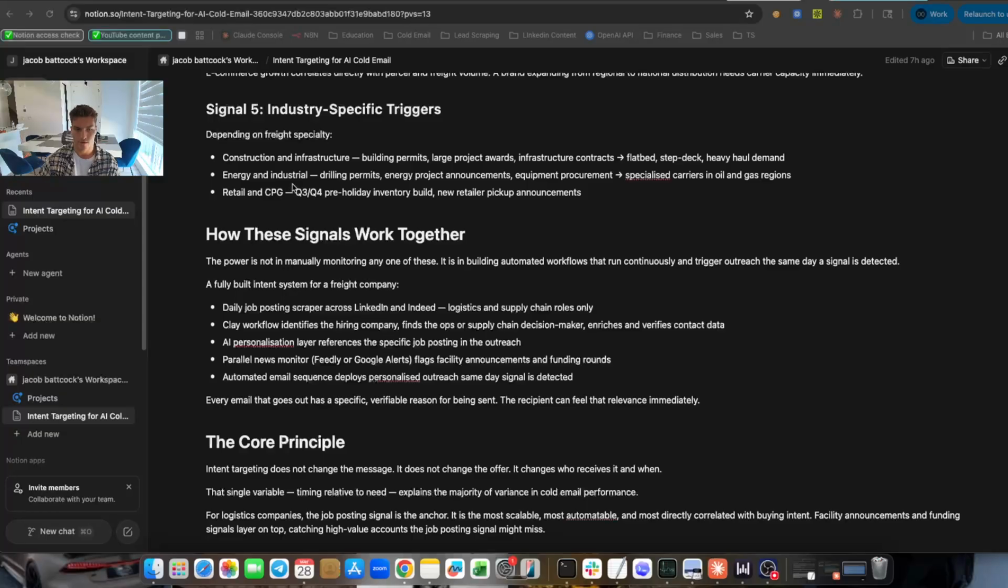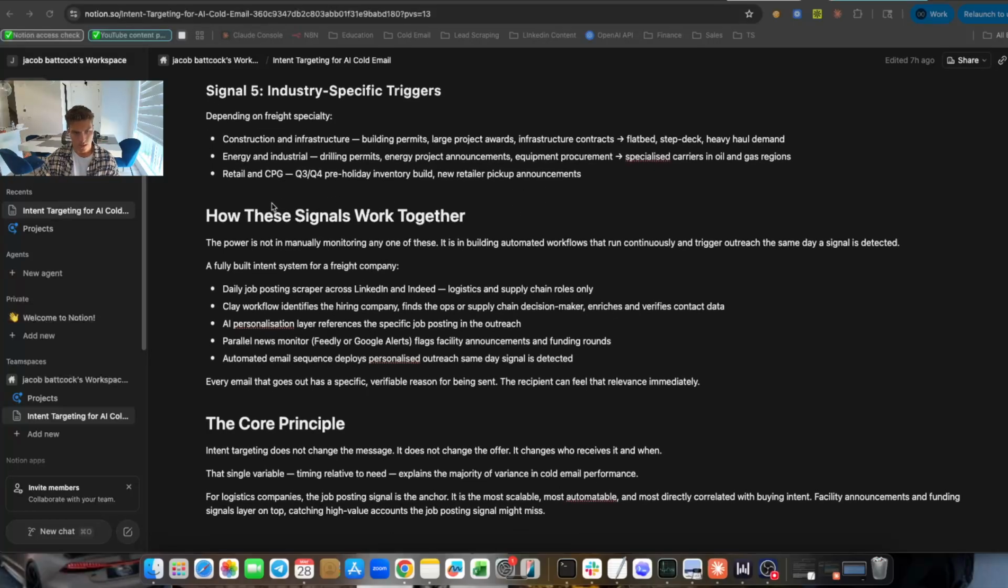For energy and industrial, this could be maybe in oil and gas. You might have drilling permits and energy project announcements, very similar to what I said for large project awards. In a large case, any of these new project announcements are going to signal the need for equipment procurement. Anytime any of these projects start to scale out, there's a need for equipment, and obviously there's going to be a huge need for logistics coming in there as well.